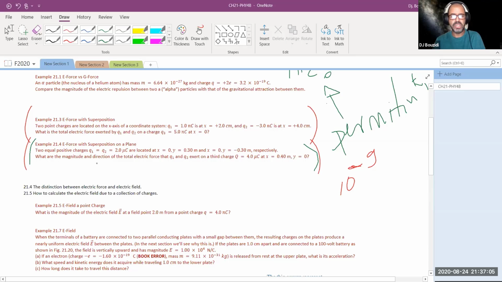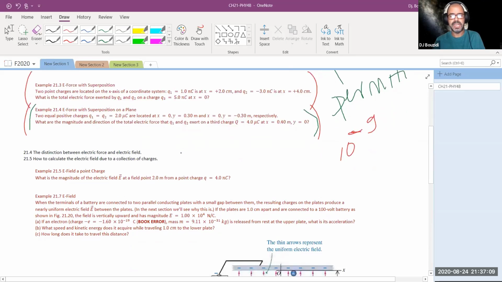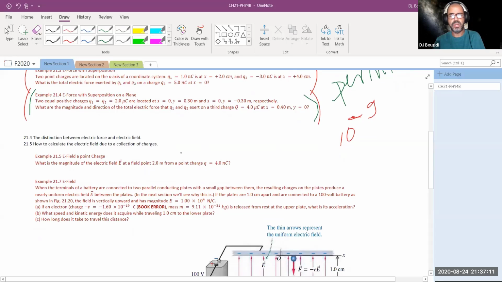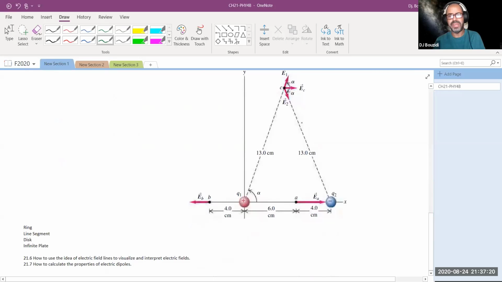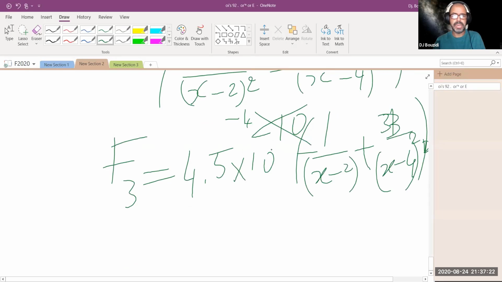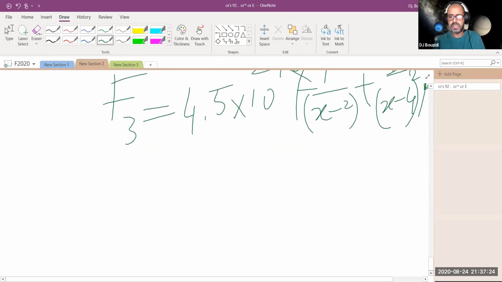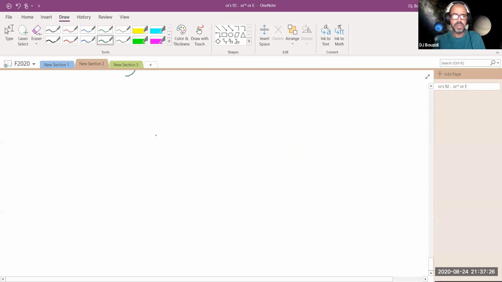Now what are the magnitude and the direction of the electrostatic force, the electric force, that Q1 and Q2 exert on a third charge, which is a 4 microcoulomb charge situated 40 centimeters away from the origin on the x axis. So let me go quickly to the geometry to discuss how that looks. So I have a charge in here. I have a charge in here. Both of them have the same sign.